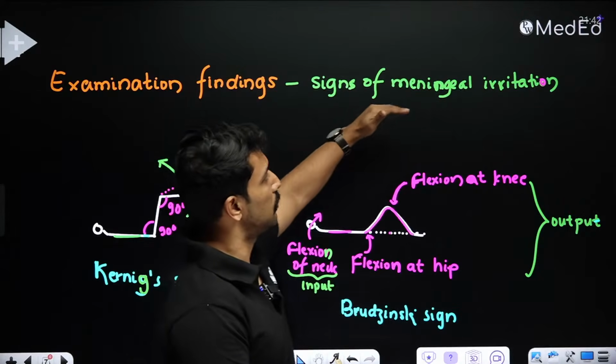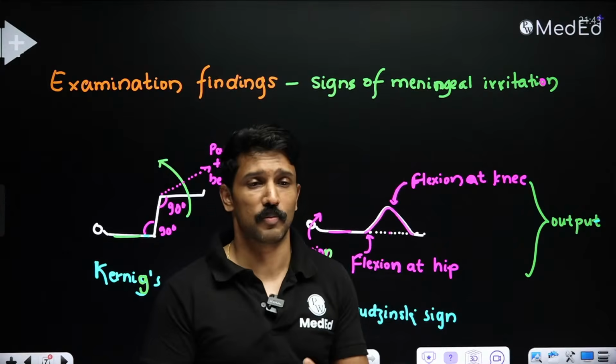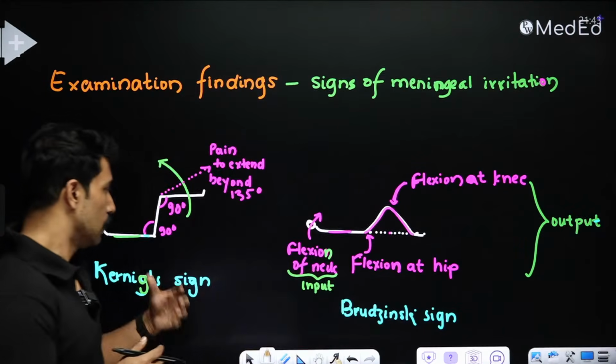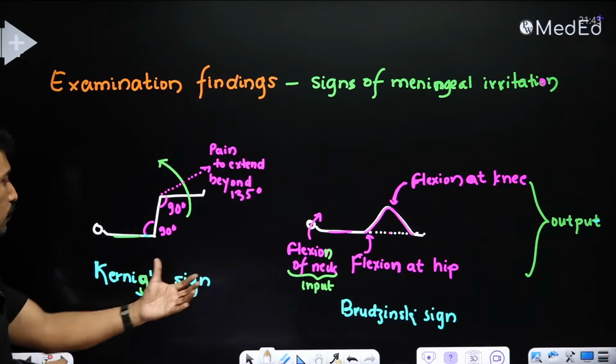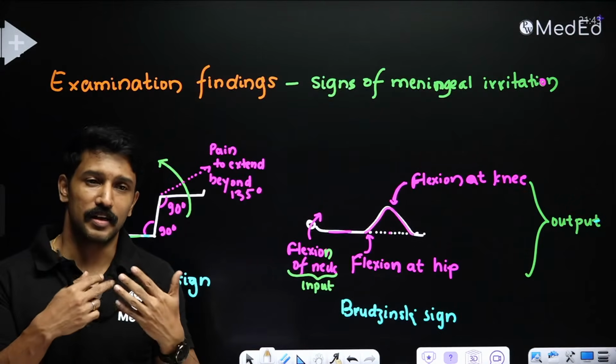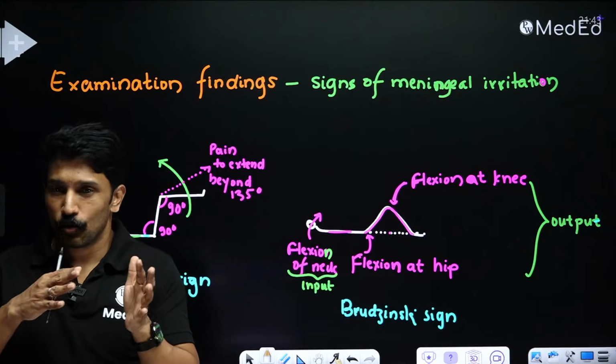On examination, primarily we are looking at signs of meningeal irritation. Signs of meningeal irritation are not specific to meningitis. They can occur in any condition where there is meningeal irritation. Two signs are particularly important. In both these signs, we are trying to stretch the irritated meninges, and as we stretch, it triggers the pain. Patient does some compensatory physical maneuvers to reduce the pain.